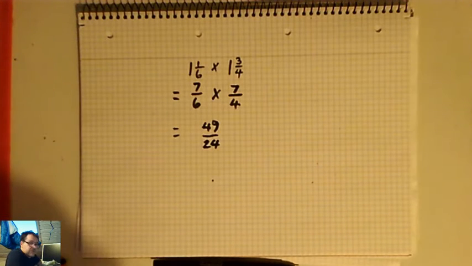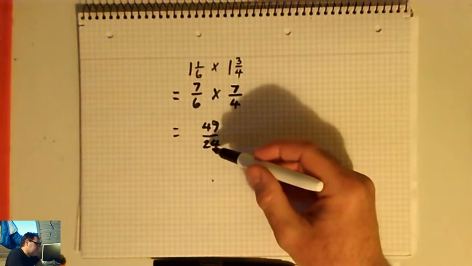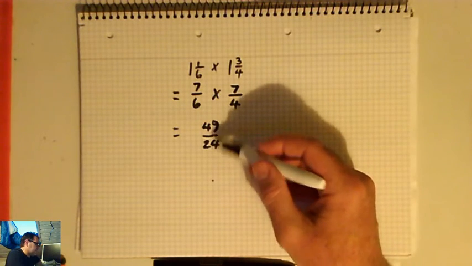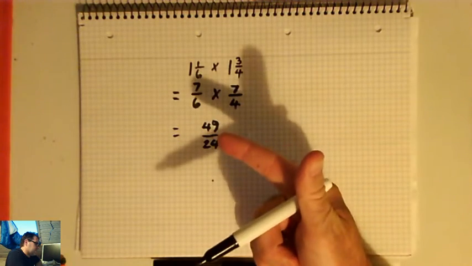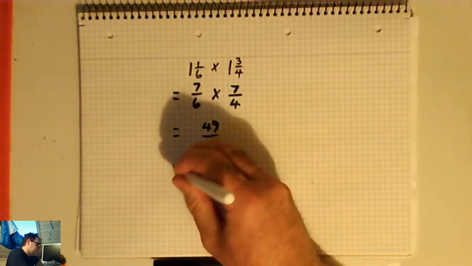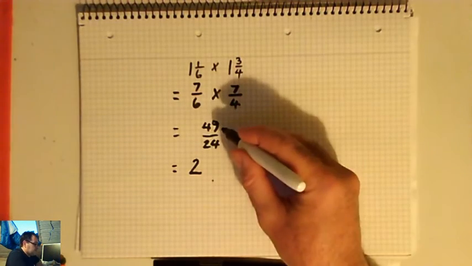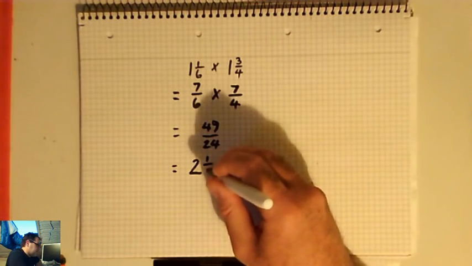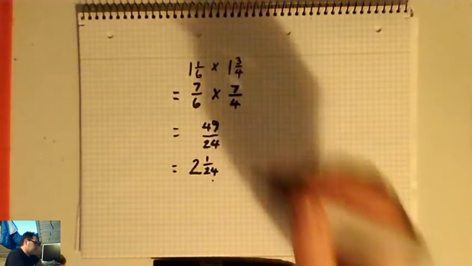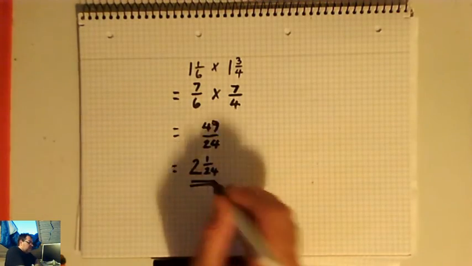So 49 over 24 is a correct answer, but I would like that to be a nice mixed number. So I say, how many 24s can I get out of 49? Well, 2 times 24 would make 48. So I can get 2 24s out to make 48. But then I've got 1 left over. So it's 2 and 1/24.